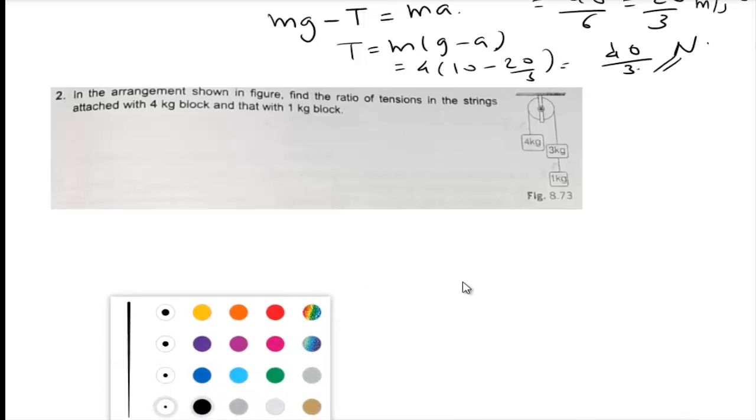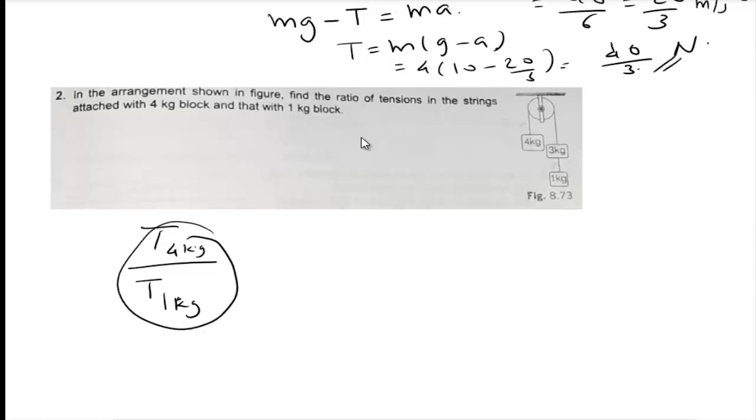Clear? In the next question, in the arrangement shown in the figure, find the ratio of tensions in the string attached with the 4 kilogram block and that with the 1 kilogram block. So tension attached with the 4 kilogram divided by tension attached with the 1 kilogram. This one we need to consider.